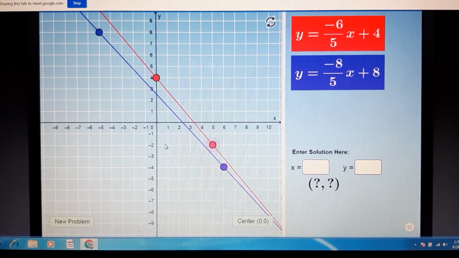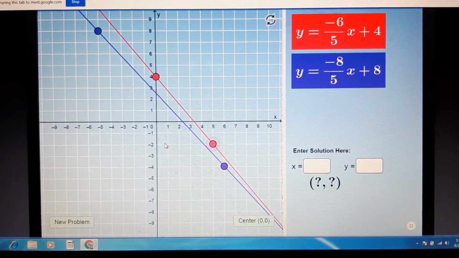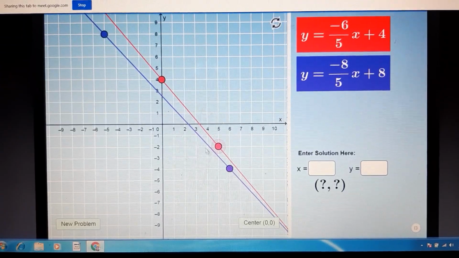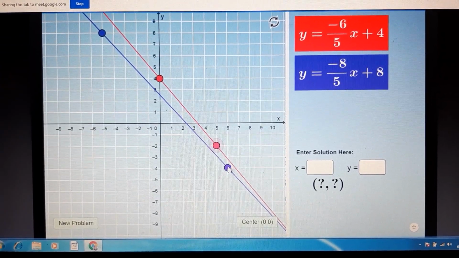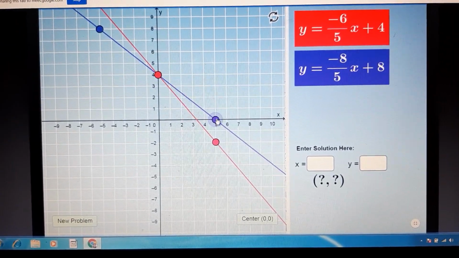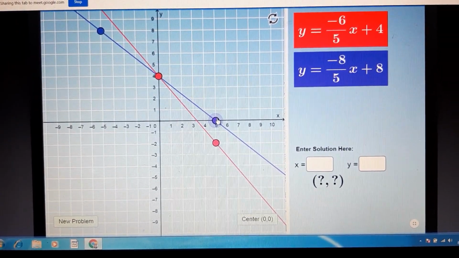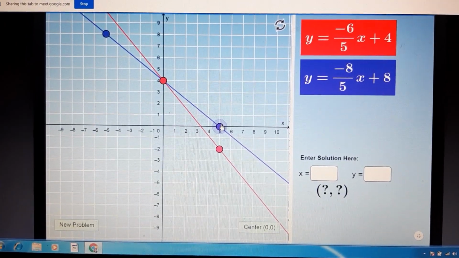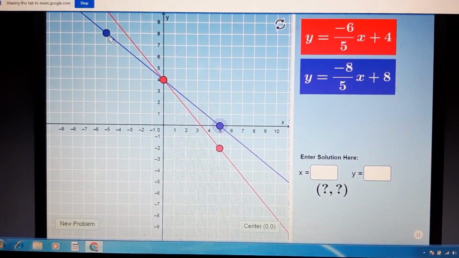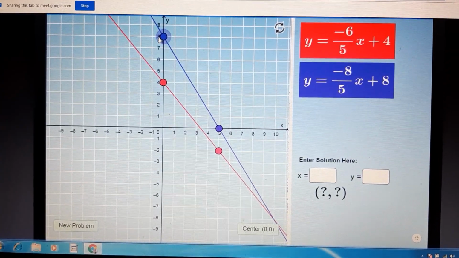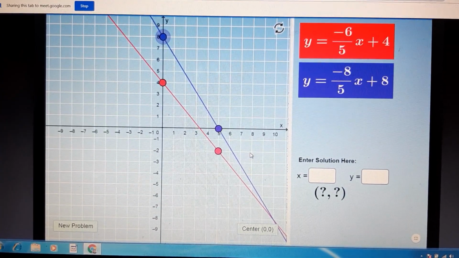Fine? Okay, so the blue one, again tell me. Okay, if I take x as 5, what is y? Okay, y is 0. So (5, 0). Done. Then tell me one more point. Correct. So if I do this, y equals 8. Right. Now this is the line.